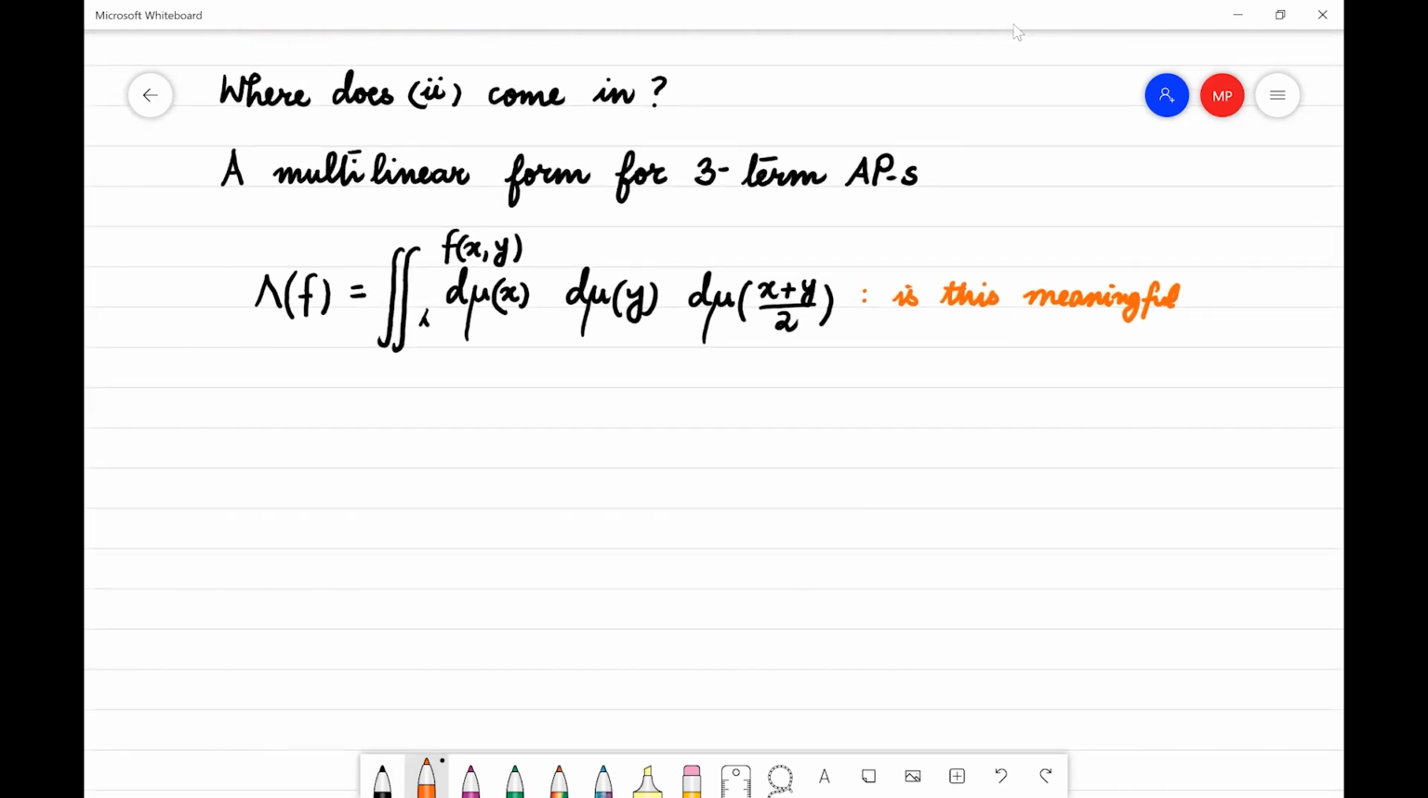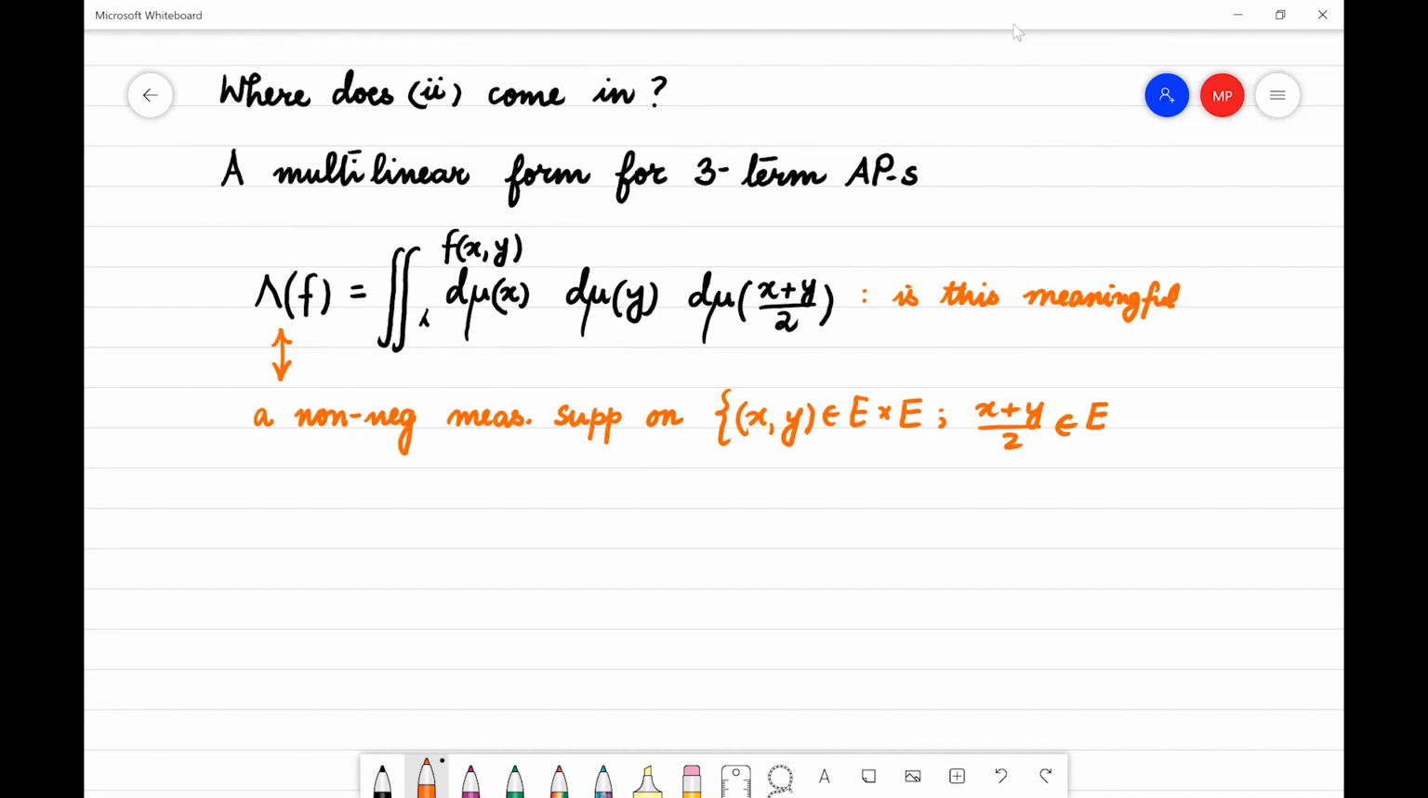So one of the first things that we do for a singular measure is to say that lambda can be identified with a non-negative measure supported on the set of x, y in E cross E such that (x plus y) over 2 is also in E. So this requires a proof, and this was one of our main results.